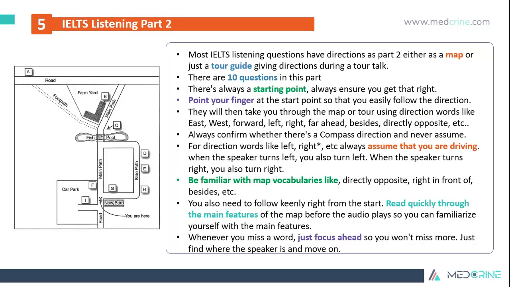Then IELTS Listening Part 2. In most IELTS listening questions, we have directions as Part 2, either maps or pictures or a tour guide giving directions during a talk. There are 10 questions in this part, and there's always a starting point. So you need to ensure you get this starting point right. What we advise is maybe you can put a finger at the starting point on a paper so that you can easily follow the direction of the speaker.